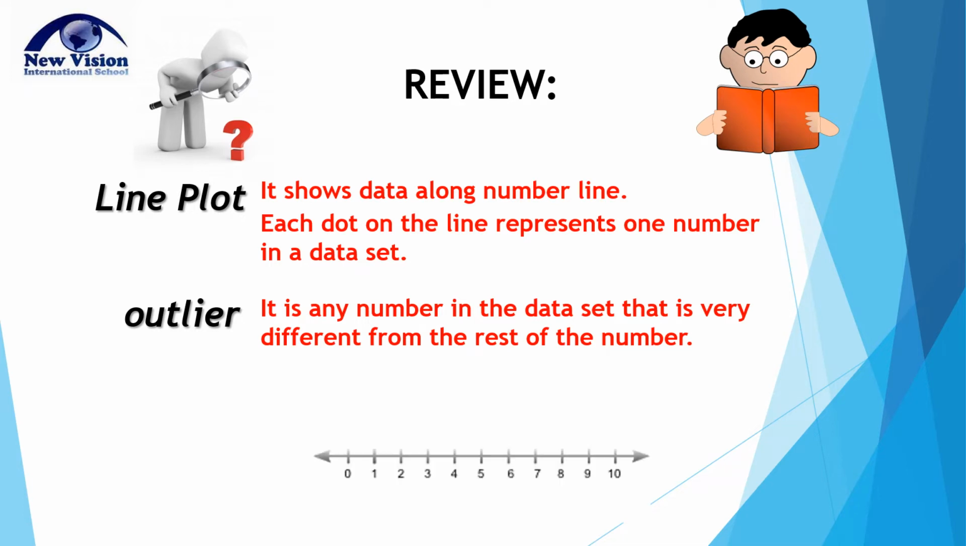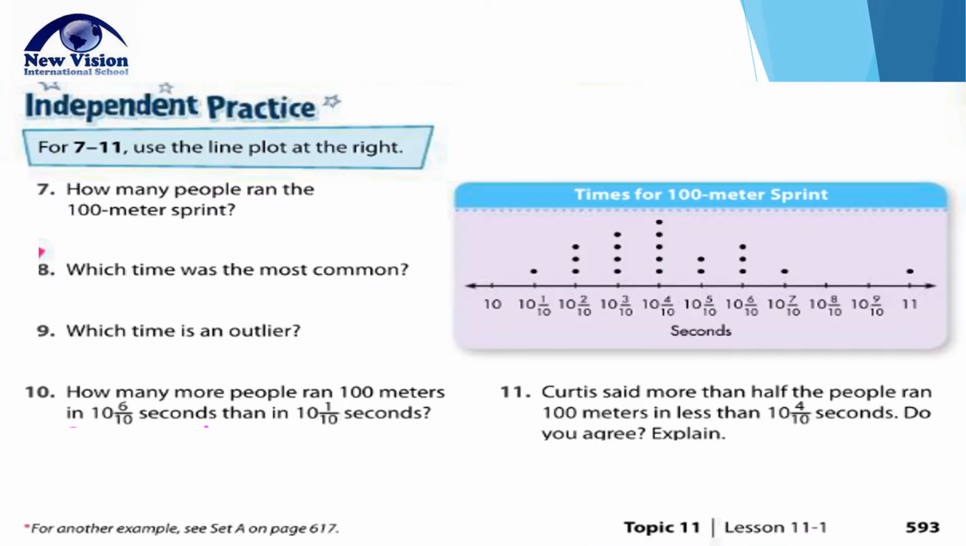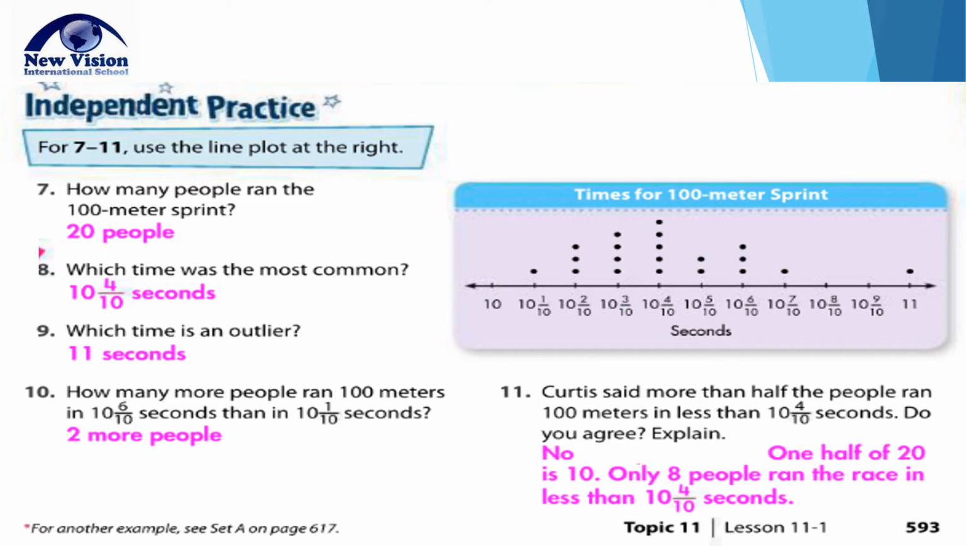For example, what did you notice about the value of 10? Correct. It's too far from the rest. Therefore, 10 is an outlier. Yesterday, I told you to answer these numbers. Pause this part to check your answers.